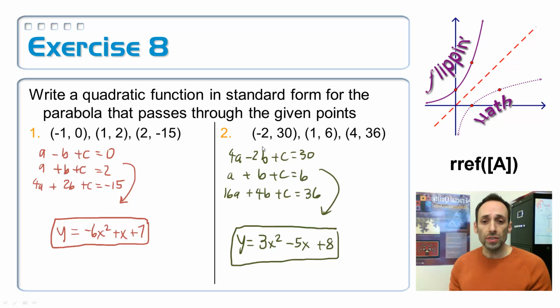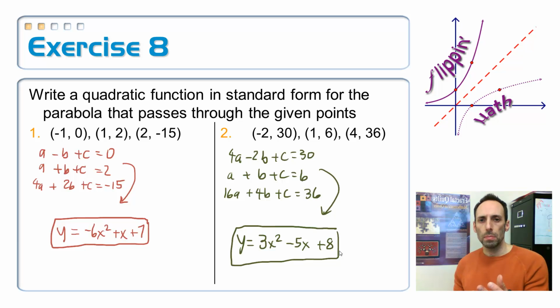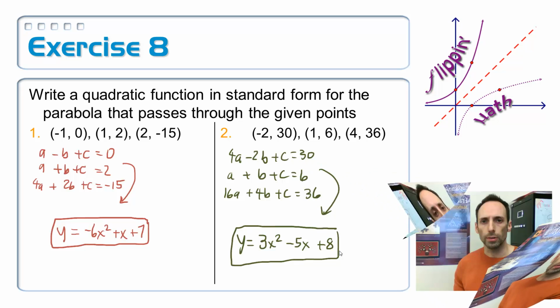Number 2, doing the same thing. Here are the 3 equations that I get. Plugging them into my matrix calculator, it does some magic, and it spits out the answer y equals 3x squared minus 5x plus 8. All right, so actually what I'm going to do here is review those 3 methods on Geometry Sketchpad. Just talk about them in a little bit more detail.